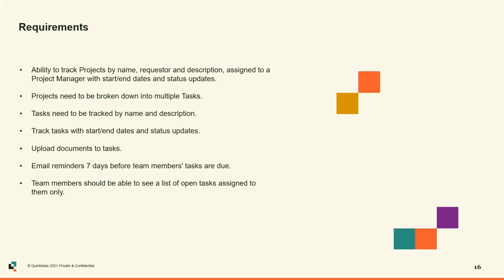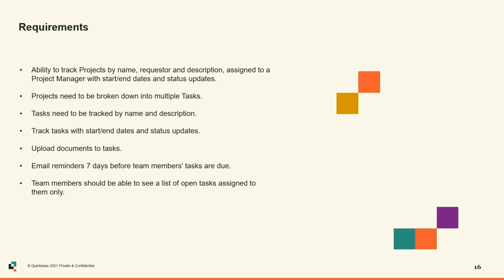You might hear things about notifications, so automating some of those tasks. Email reminders 7 days before team members' tasks are due. And something about roles and permissions, so visibility, custom visibility. Team members should be able to see a list of open tasks assigned to them only. And that turns into reports and charts as well. So what kind of reporting is required?